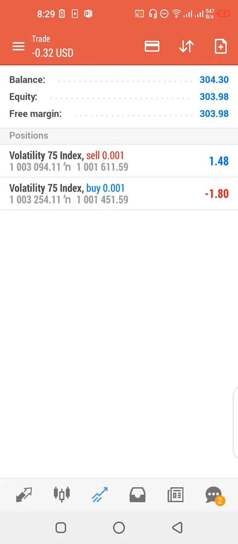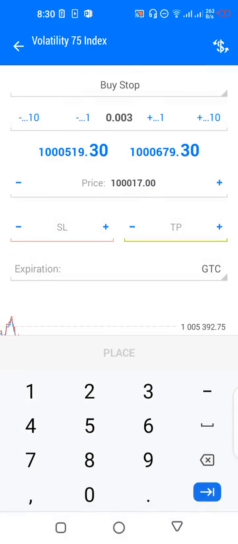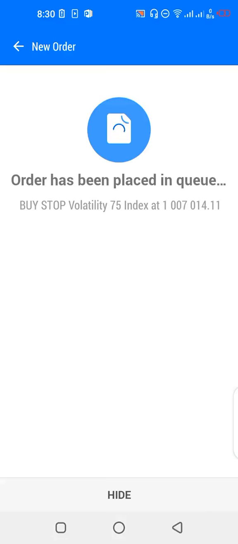First is a sell trade at 1003094.11. So for that sell trade, I'll be having a buy stop. For the sell trade, I should be having a sell stop, a buy stop rather. Okay, for the sell trade, that'll be at 1007014.11. Okay, that's for the sell trade.